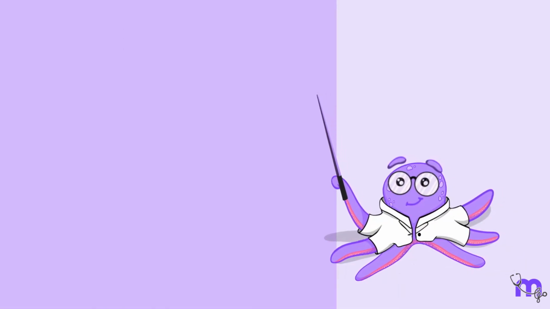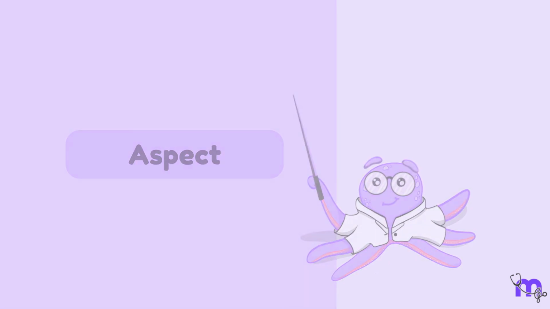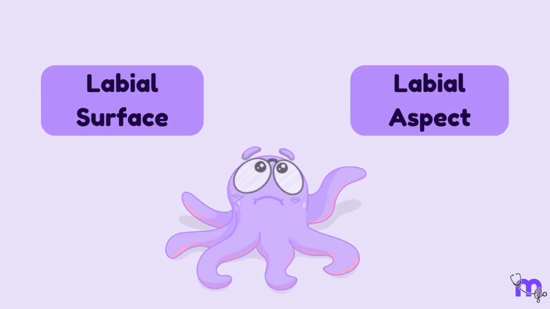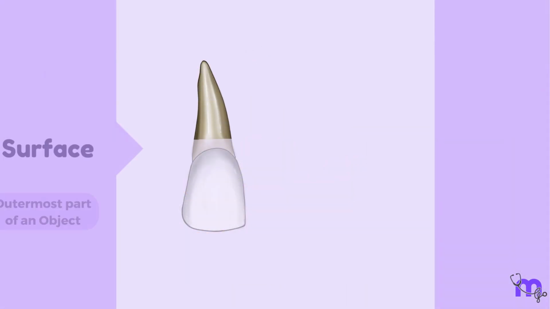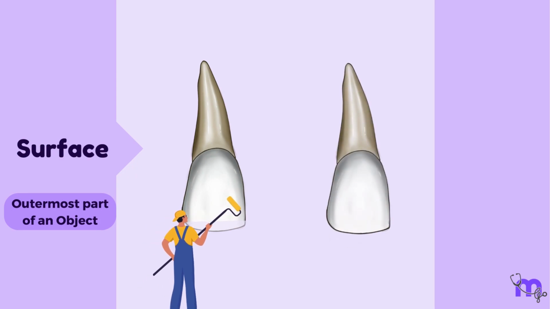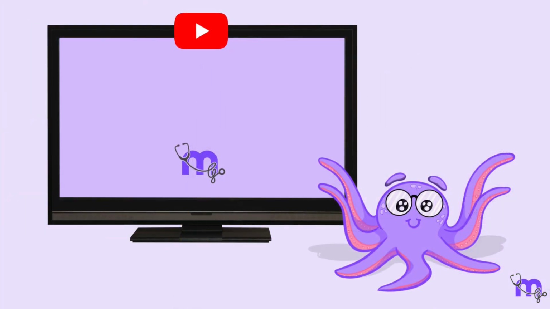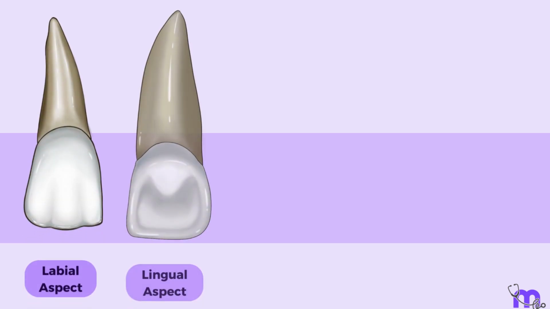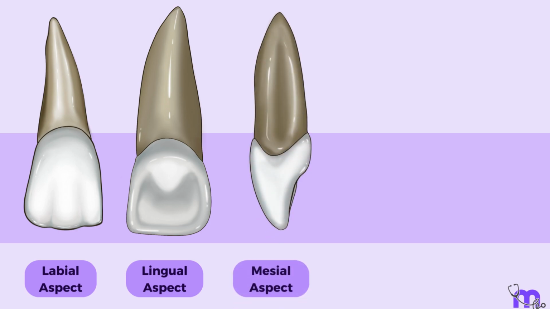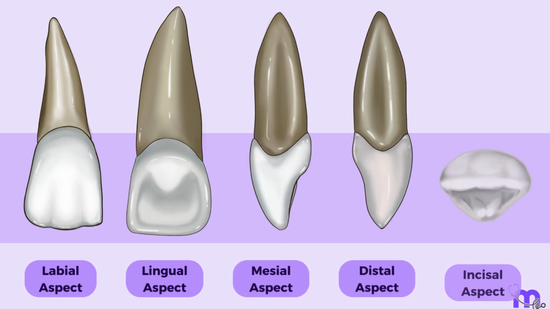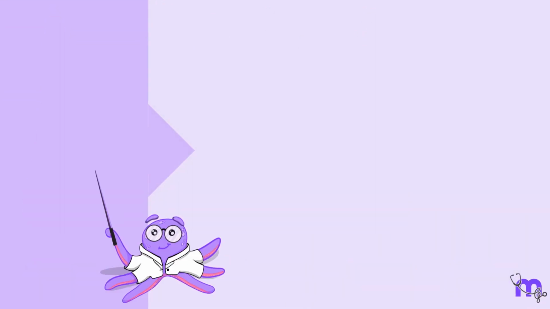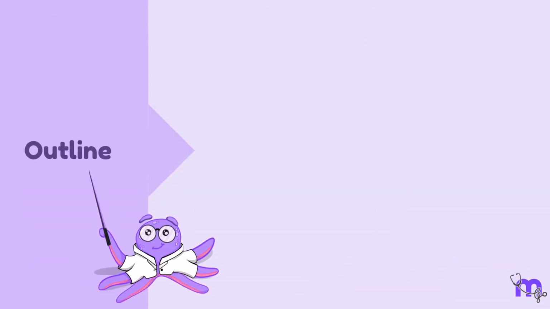Now let me introduce you to another term, aspect. Are labial surface and labial aspect the same? No. A surface is the outermost portion of an object, while an aspect is how an object is viewed from a particular direction. In the upcoming videos, anatomy of each tooth will be explained in detail. It will be described from 5 aspects, such as labial or buccal, lingual or palatal, mesial, distal, incisal or occlusal aspects.